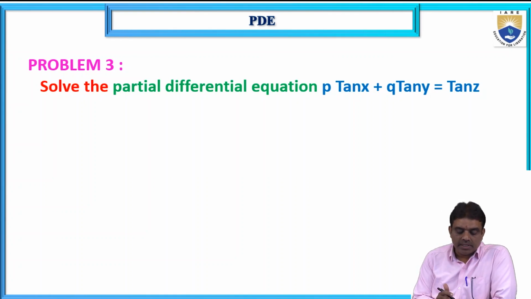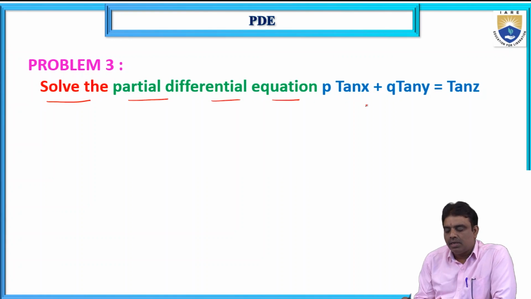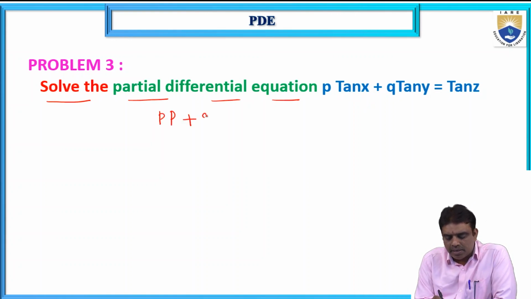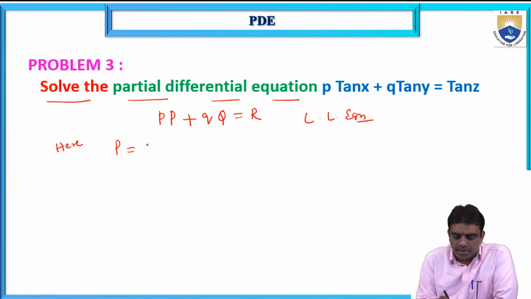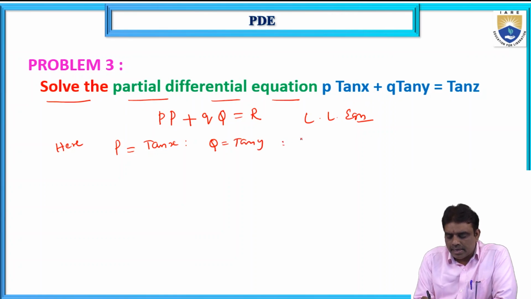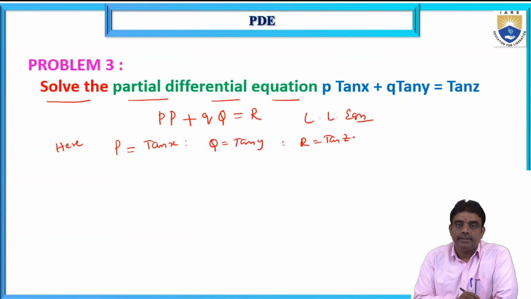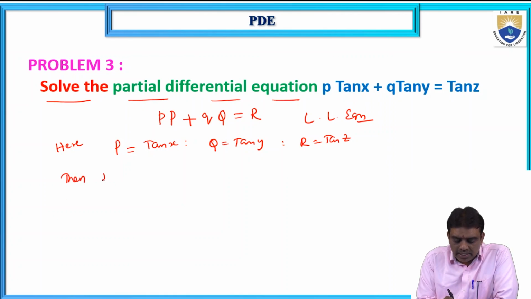Problem 3: solve the partial differential equation p tan x plus q tan y is equal to tan z. It is very simple. It is in the form capital P into small p plus capital Q into small q is equal to capital R, so clearly it is Lagrange's linear equation. Here capital P is tan x, capital Q is tan y, and capital R is tan z.